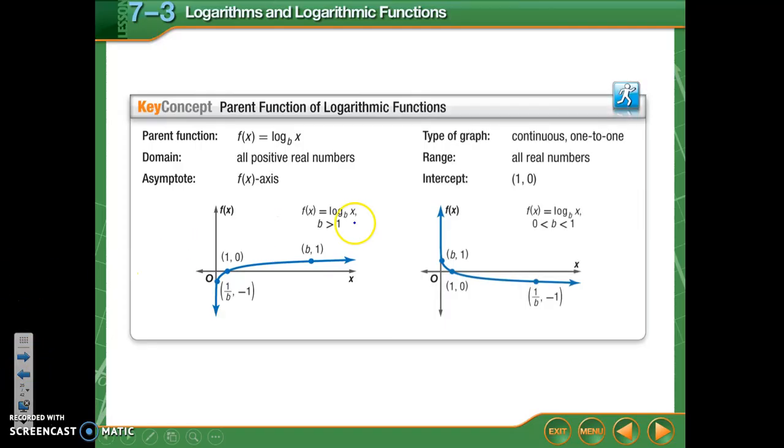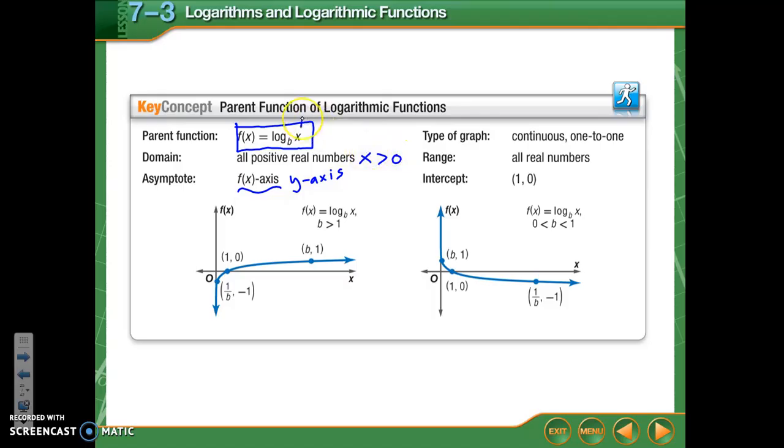Okay, we're just going to touch on the graphing a little bit in this video, and then we'll do more with the graphing in the next video. So we're just going to talk briefly in this video about the parent function, f of x equals log base b of x. Remember that the asymptote is the f of x, or the y-axis, because this is the inverse of the exponential function. Its domain is all positive real numbers, so the domain is x is greater than 0.